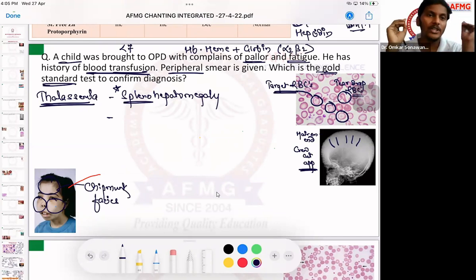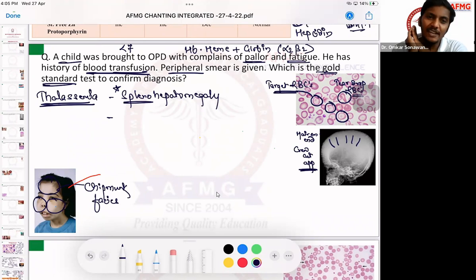Now please tell me, which are embryonic hemoglobin? All of these are one-liners from pathology that I am asking. The first hemoglobin to appear in a baby is? No, before fetal hemoglobin or HbF, which hemoglobin?